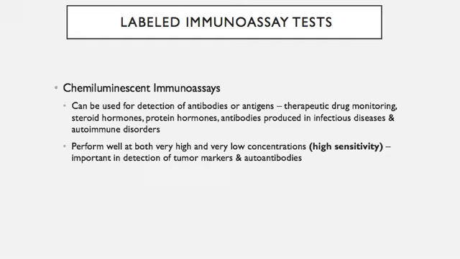Okay, chemiluminescent immunoassays can be used for detection of antibodies or antigen. This is commonly used for therapeutic drug monitoring to detect steroid hormones, protein hormones, antibodies produced in infectious diseases and autoimmune disorders. So they perform well at very high and very low concentrations, meaning that the testing method has a high sensitivity, which is important in detection of tumor markers and autoantibodies.